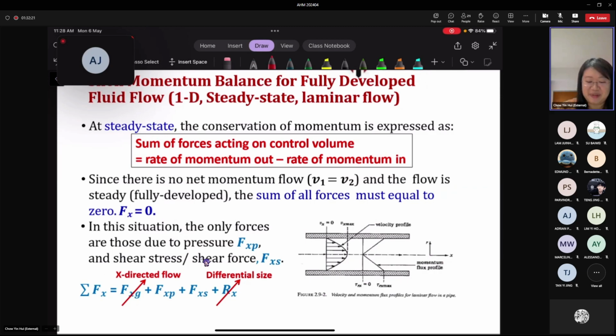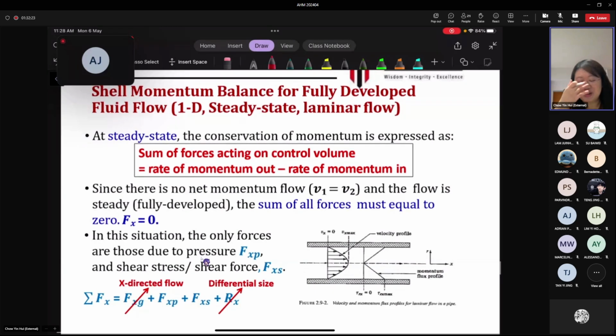Okay, now, for the velocity profile at steady state, as mentioned earlier, the sum of forces. In this case, because the fluid flow in the pipe that we mentioned just now is in the x direction, the sum of forces will be denoted as the sum of forces in the x direction, Fx. It equals the rate of momentum out minus the rate of momentum in.